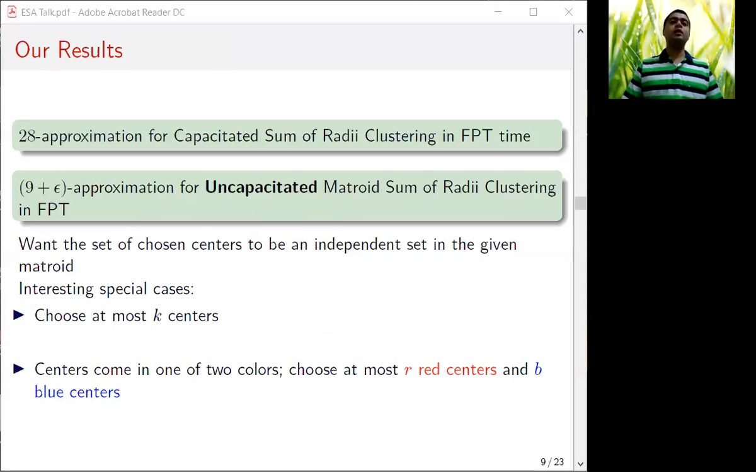Now let's look at a variation of this setting where, let's say, the centers come in two colors, red and blue.